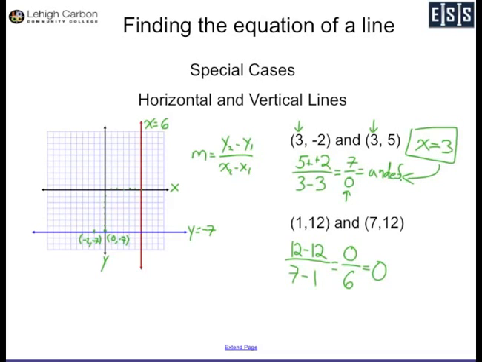So this line has the equation y equals 12. If I look at my points, the y is always 12. Just like the x was always the same when x equals, in this case y is always the same, so y equals.